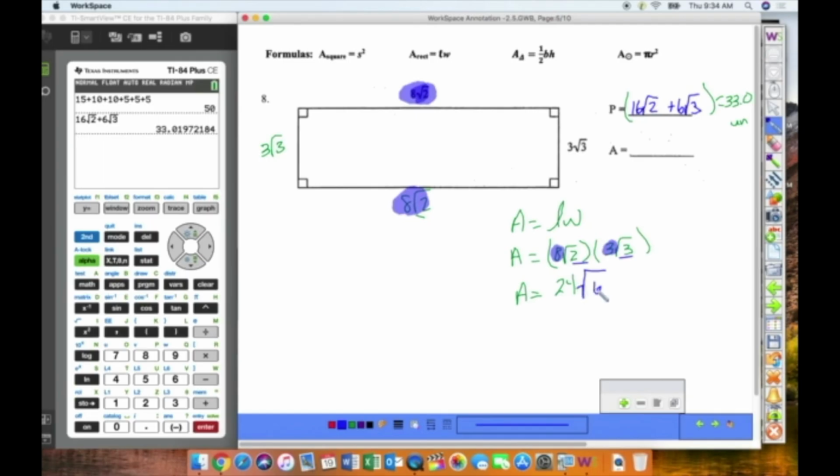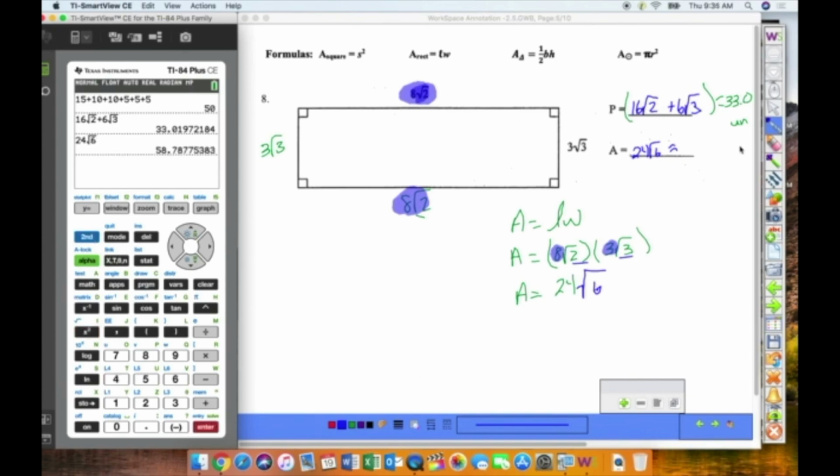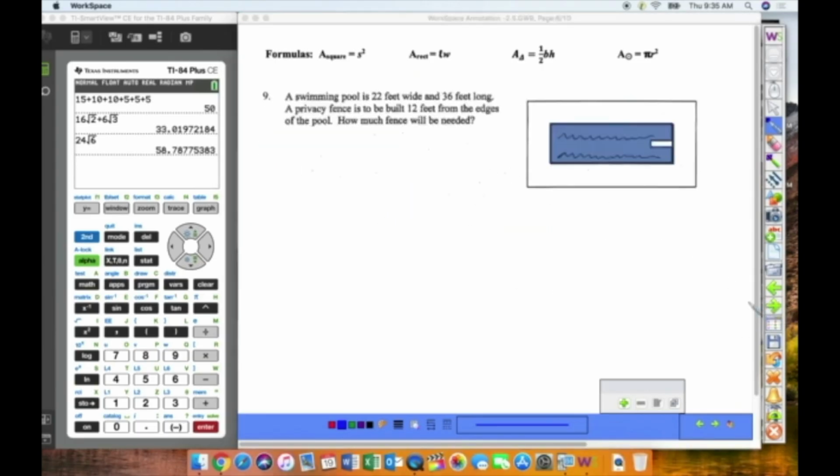A lot of people don't know how to say it out loud right either. So 24 square roots of 6, which I will approximate. 24 times the square root of 6 is about 58.8 units squared. So old school stuff that we know how to do with a new twist, doing all these radicals.